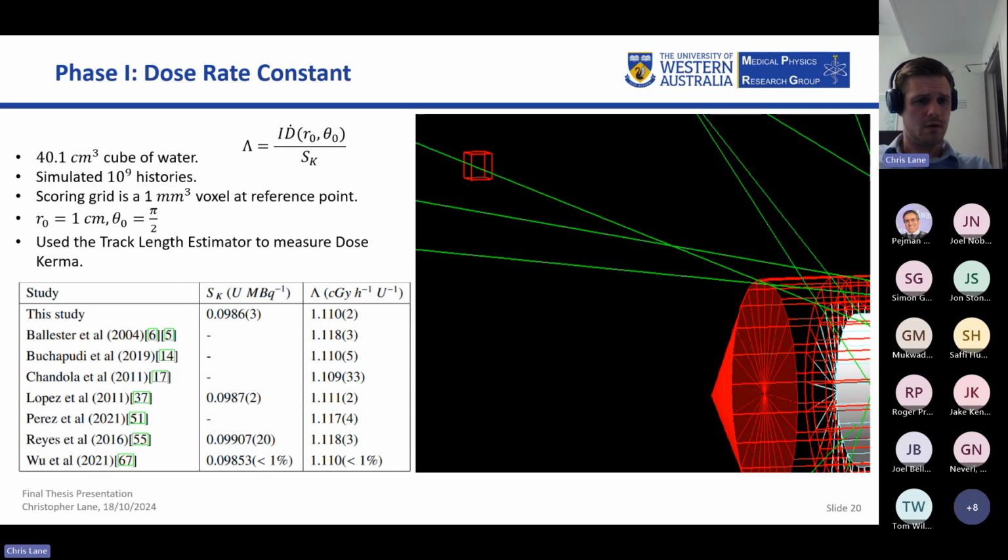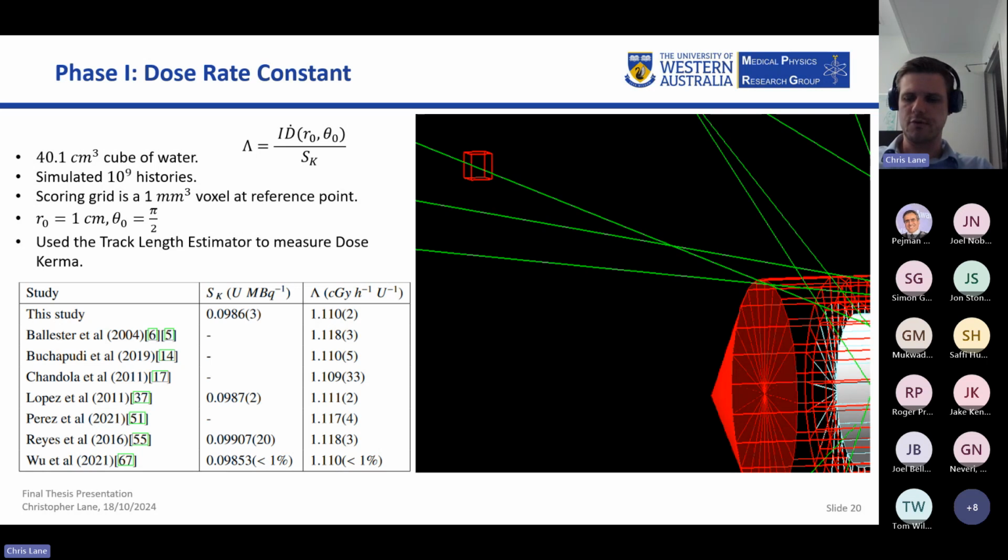And so you can see I got a Kerma strength of 0.0986 plus or minus 3 U per megabecquerel, and that seems to agree quite closely with the papers that reported this. It's not often reported, I found, in a lot of papers. And the dose rate constant seemed to agree quite closely.